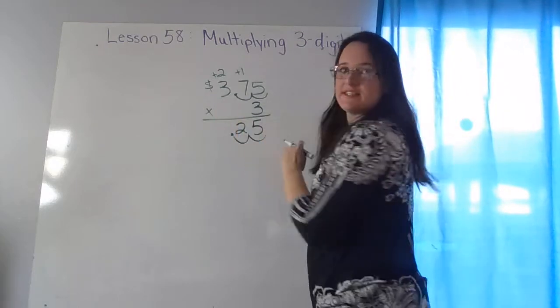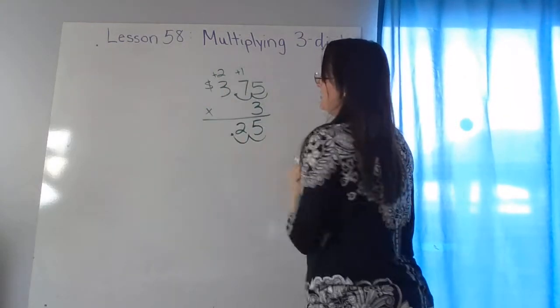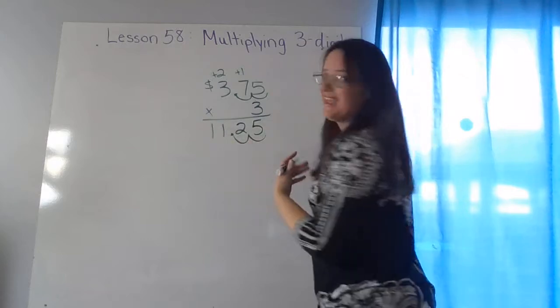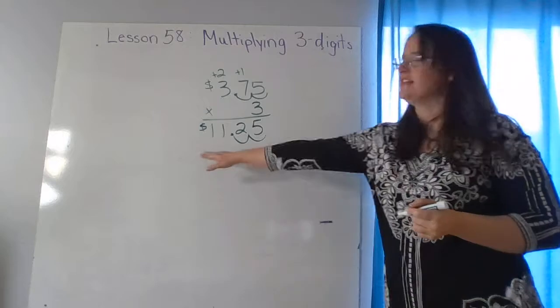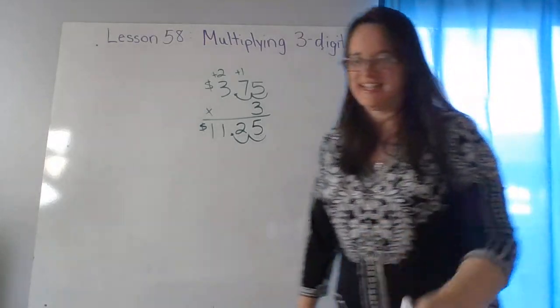And then 3 times 3 is 9. 9 plus 2 is 11. And it's money, so don't forget to put a $ in your answer. $11.25.